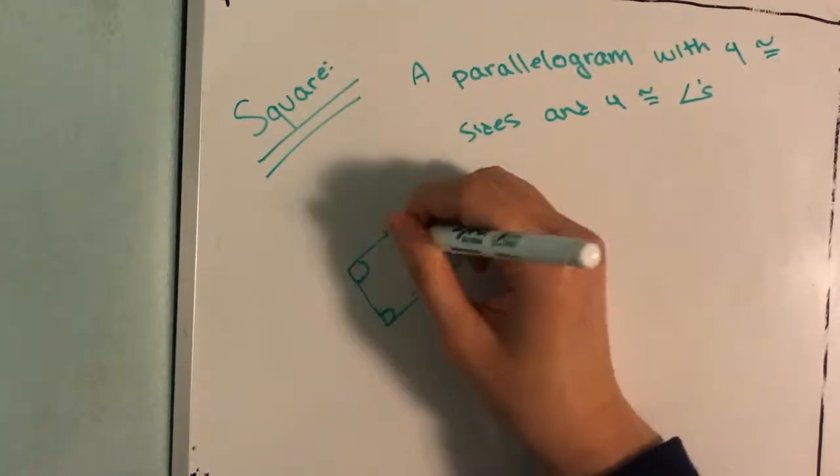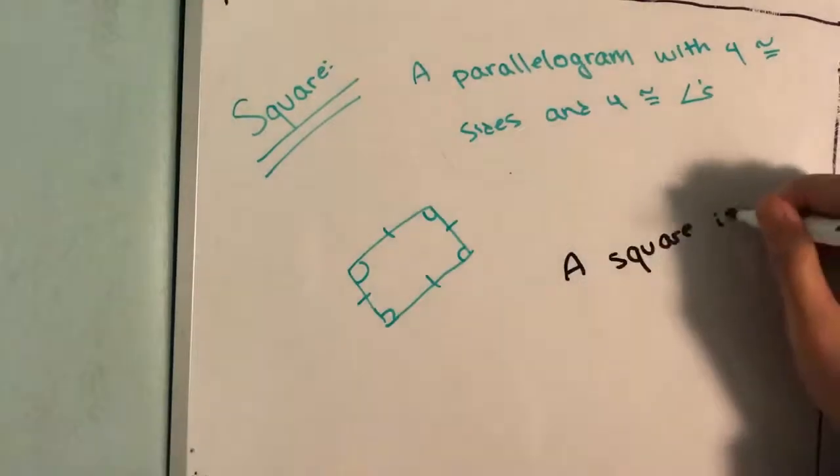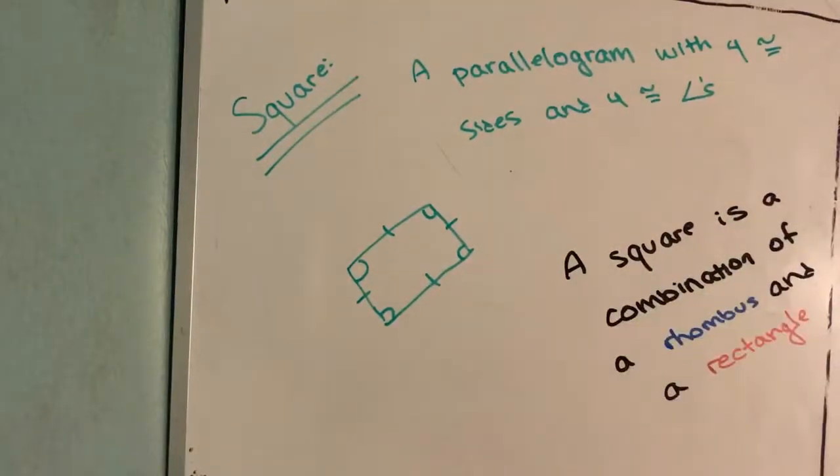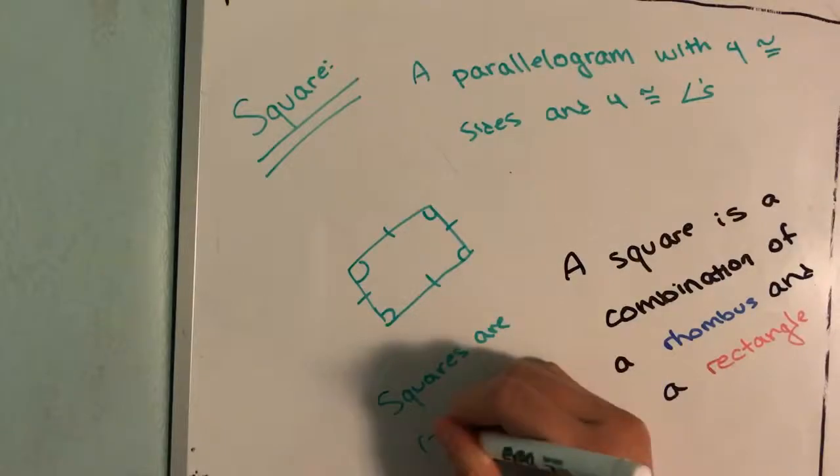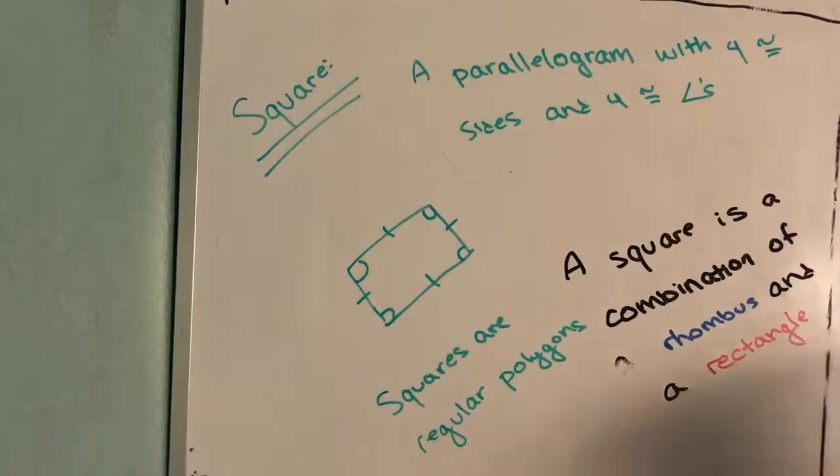A square is a parallelogram with 4 congruent sides and 4 congruent angles. A square is a combination of a rectangle and a rhombus. Squares are also regular polygons.